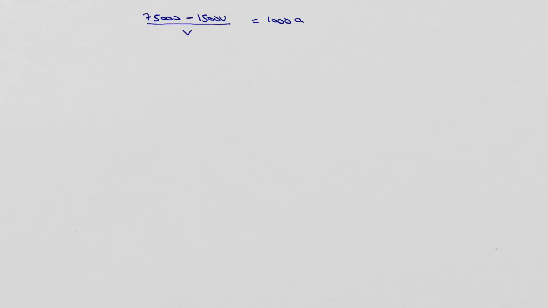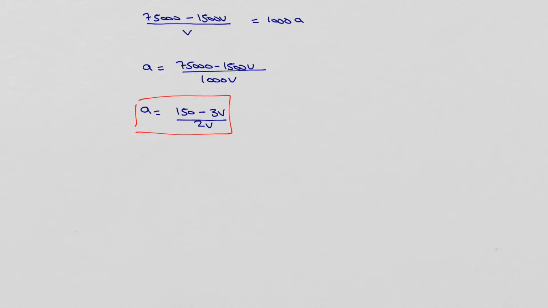So I want to get A on its own now. So if I divide everything across there by 1,000, then I can simplify that down by dividing the top and the bottom by 500. So in other words, I end up with (150 minus 3v) over 2v. And of course, obviously, I should put in there my units as meters per second squared. And that's the first part done.